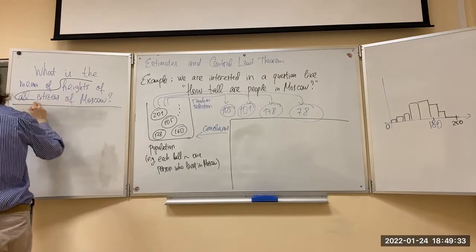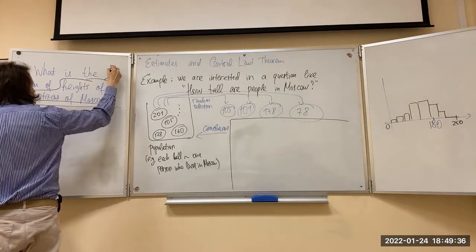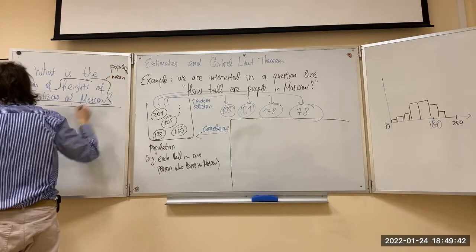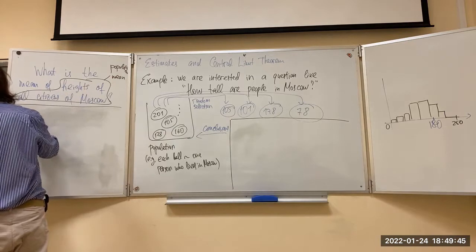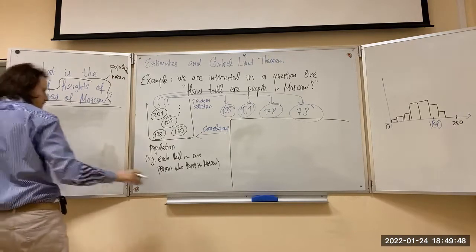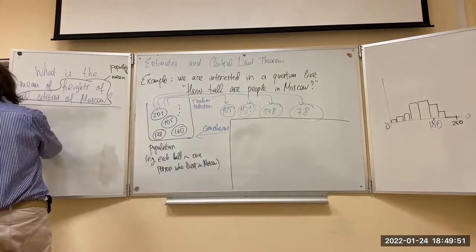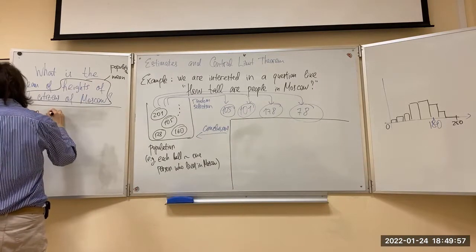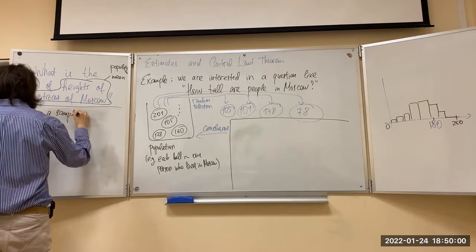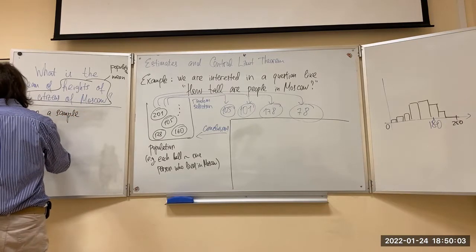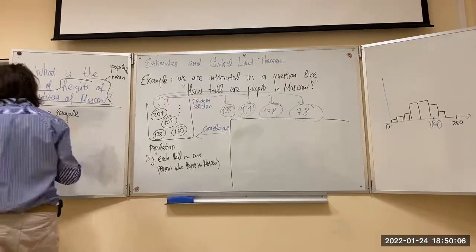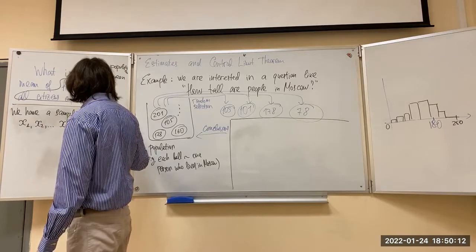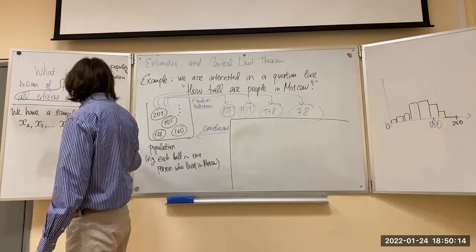Height of all citizens of Moscow. This thing is called the population mean, and this is what we are interested in. We have a sample. Let me denote values in this sample as x1, x2, and so on, xn. N is the sample size, the number of elements in the sample.